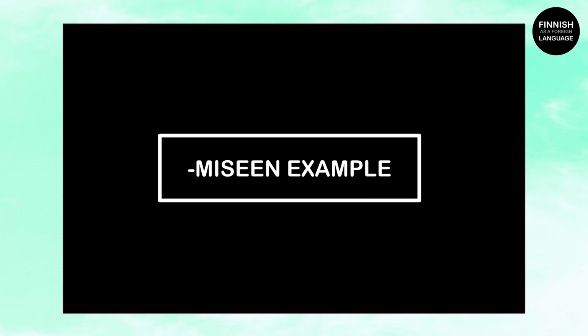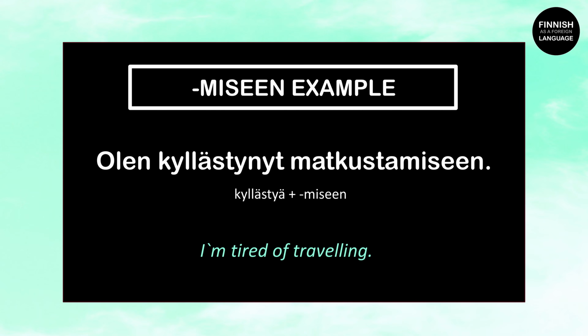Now let's move on to a minen example. Olen kyllästynyt matkustamiseen means I'm tired of traveling. Because of the verb kyllästyä, we need the elative case of the nominalized verb matkustaminen, which is why we say matkustamiseen. So let's repeat. Olen kyllästynyt matkustamiseen, meaning I'm tired of traveling.